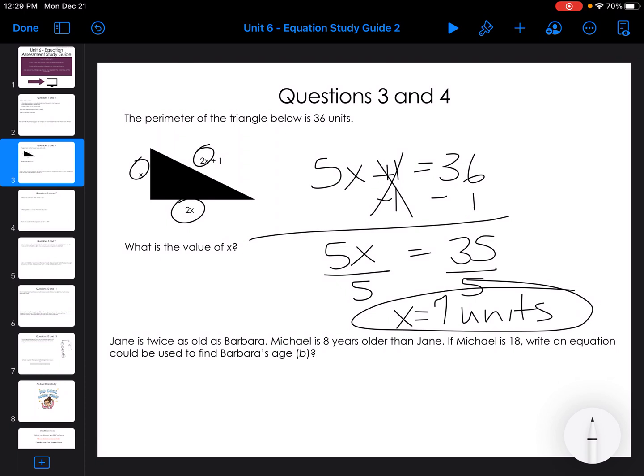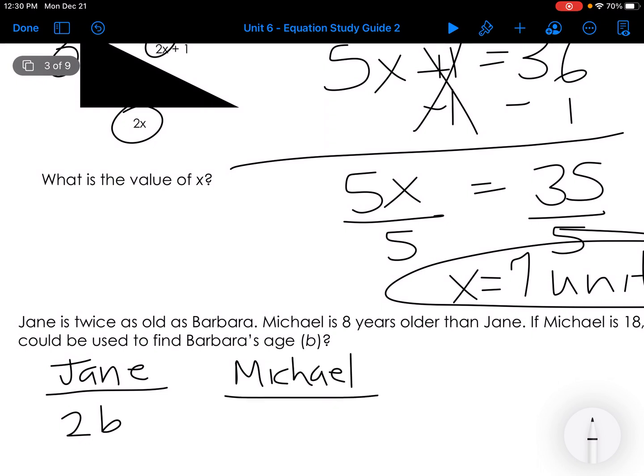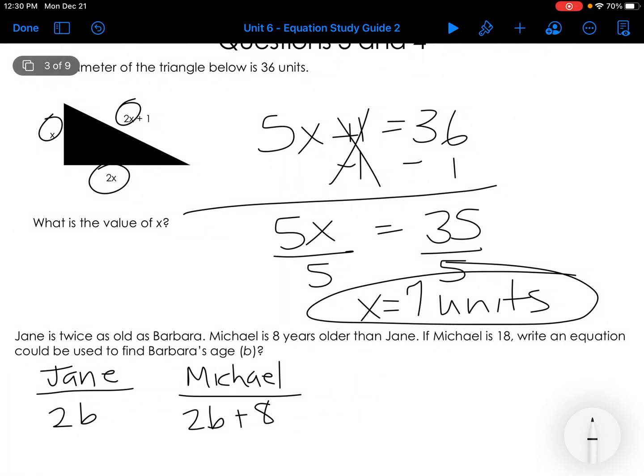Jane is twice as old as Barbara. And then Michael is 8 years older than Jane. So if Jane is 2b, plus 8 is Michael. If Michael is 18, write an equation that could be used to find Barbara's age. So that would be 2b plus 8 equals 18.